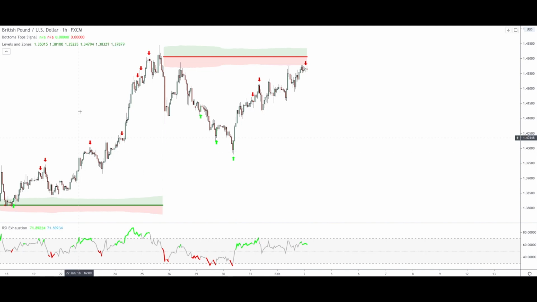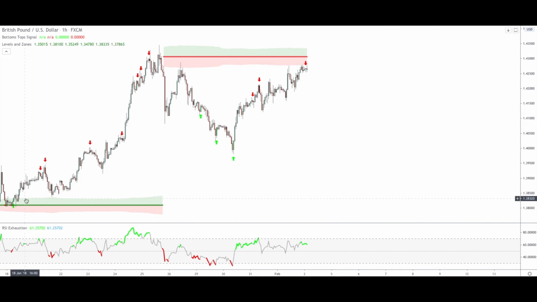Today I'm looking at the pound dollar on the 1 hour time frame, and I'm using three indicators: the bottom stop signal, the levels and zones, and the RSI Exhaustion. In particular, I'm going to show you a setup that I'm looking at, and I'm about to set the order, which is going to be built with the bottom stop signal and the RSI Exhaustion, and I will use the levels and zones as an extra confirmation of my setup. So let's see what's going on.